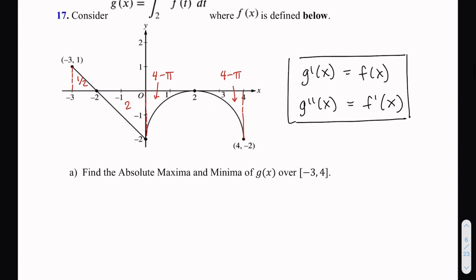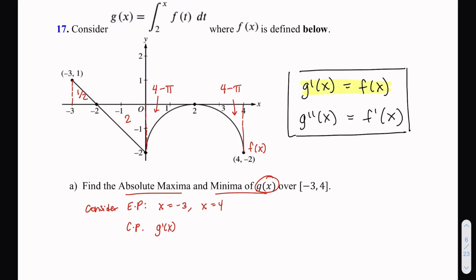The question says to find the absolute max and min of g. So for these questions, absolute extrema, we need to consider endpoints, which are x equals negative 3 and x equals 4. We'll also need to consider critical points. Since we want the absolute max of g, we need the critical points of g, which occur where g prime equals 0, which is f of x equal to 0. And f equals 0 over here at negative 2 and at positive 2. Those are our x-intercepts. So we'll consider negative 2 and positive 2 also.